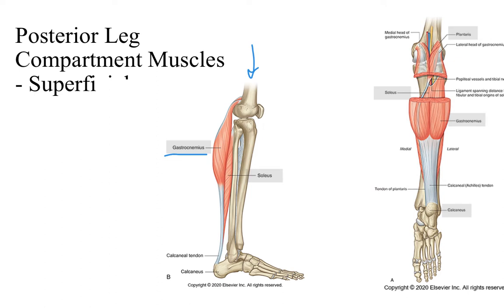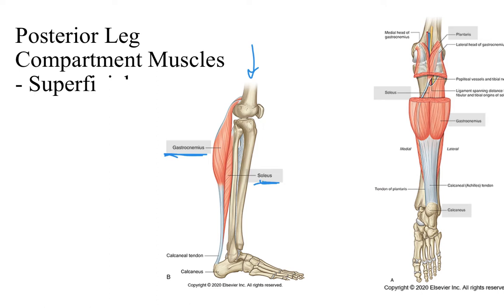And then just deep to that, you have the soleus muscle. And the soleus is also another calf muscle, but since it's deep, you're not really going to see much of that. Gastrocnemius is more of a power muscle, whereas the soleus is more of an endurance muscle.